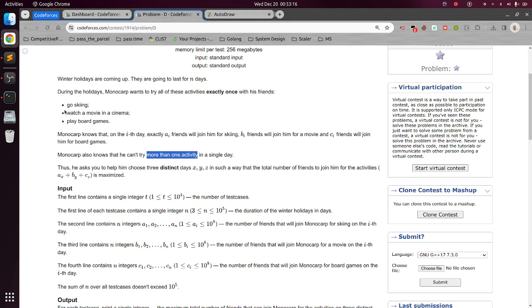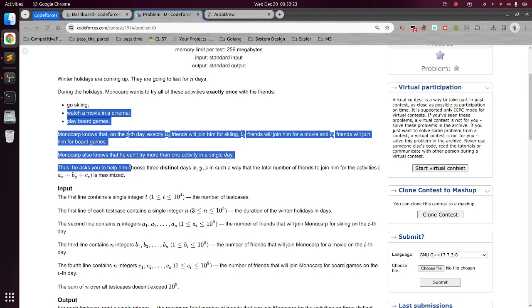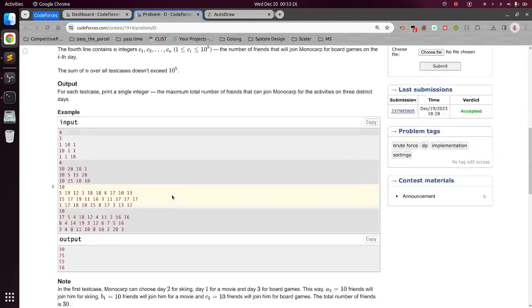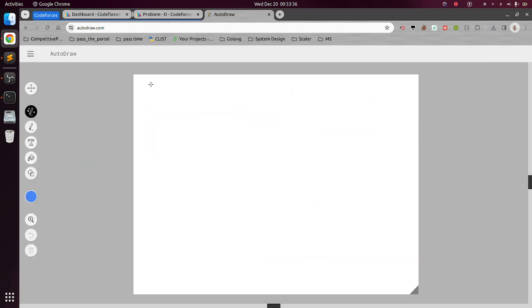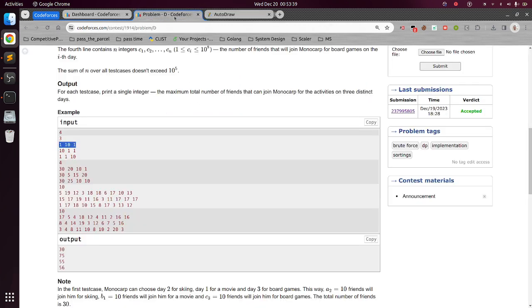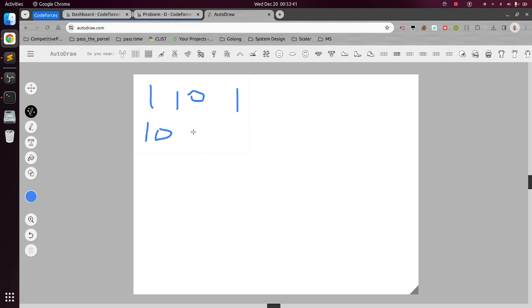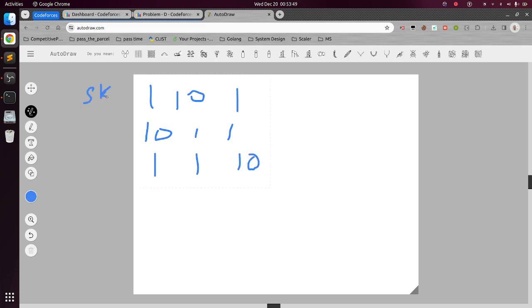After that you can just select the activity you want to perform, and then you combine the answer for the friends that are available to you, and you have to maximize this friends value. So in the example you have 1 10 1, then 10 1 1, and then 1 1 10. Basically on the first day, this is skiing, this is movie, and this is board game.